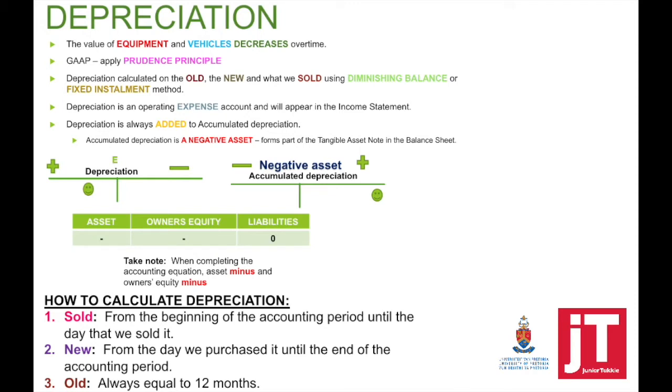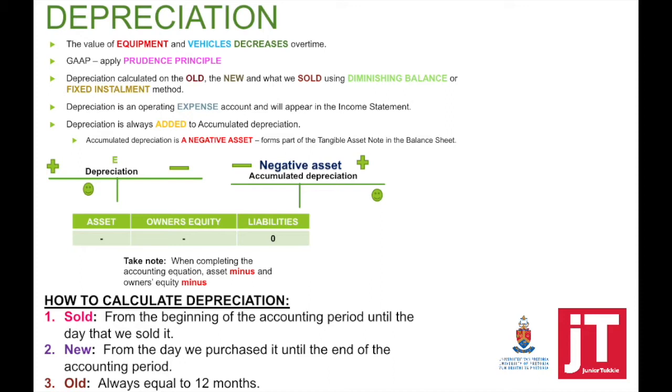Remember, accumulated depreciation is a negative asset. But when we look at the accounting equation, if that accumulated depreciation is credited and it increases, it will have a negative effect on the owner's equity.